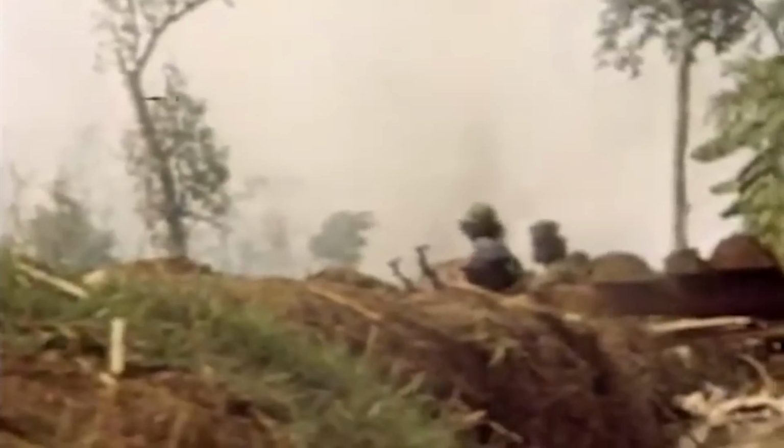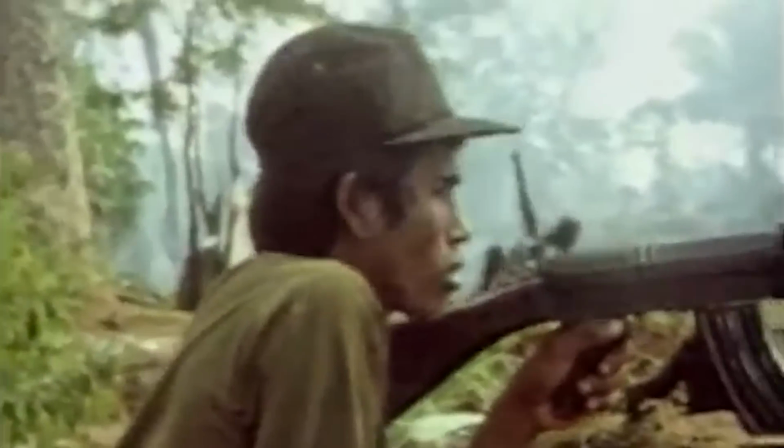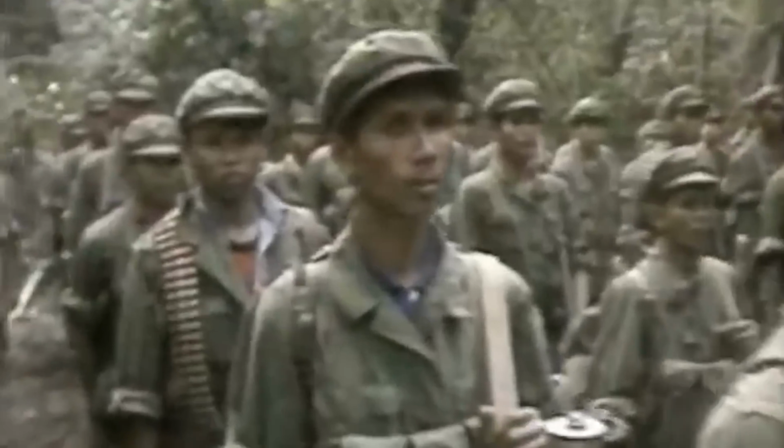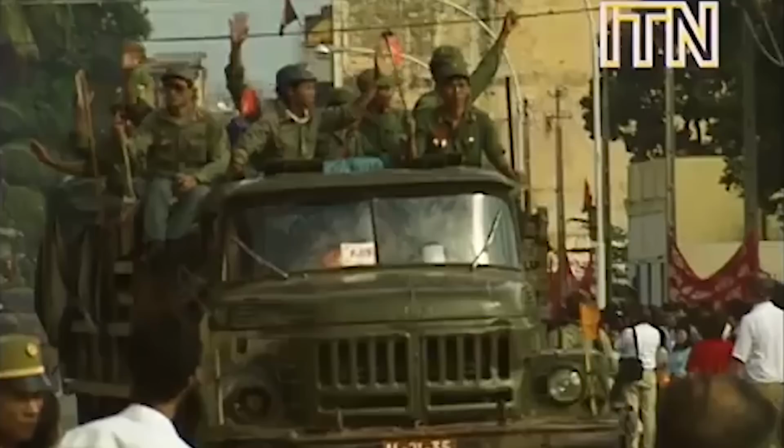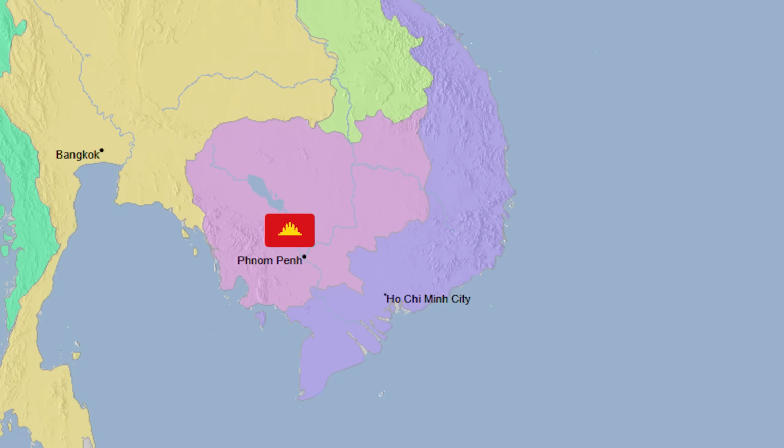Pol Pot's Khmer Rouge retreated to the Thai border and waged a guerrilla insurgency with support from China and Western powers, including the US, who opposed the occupation by the Soviet-aligned Vietnam. Years of conflict left Cambodia devastated, with millions of refugees and landmines littering the countryside. The occupation lasted a decade, and a comprehensive peace agreement was signed in 1991.